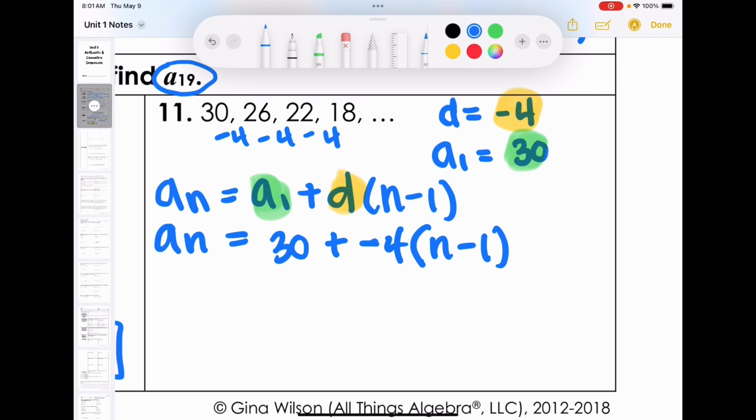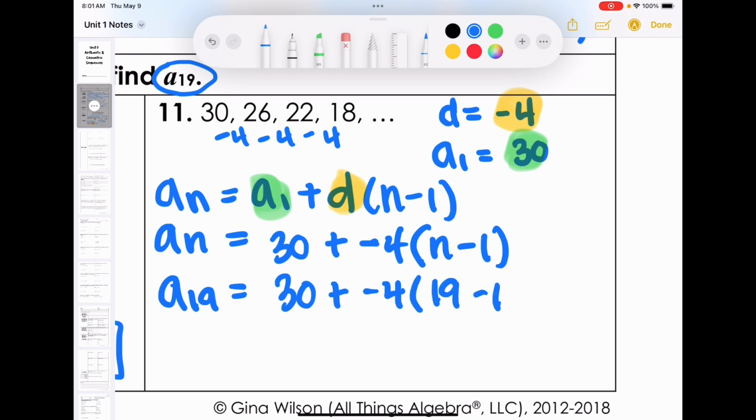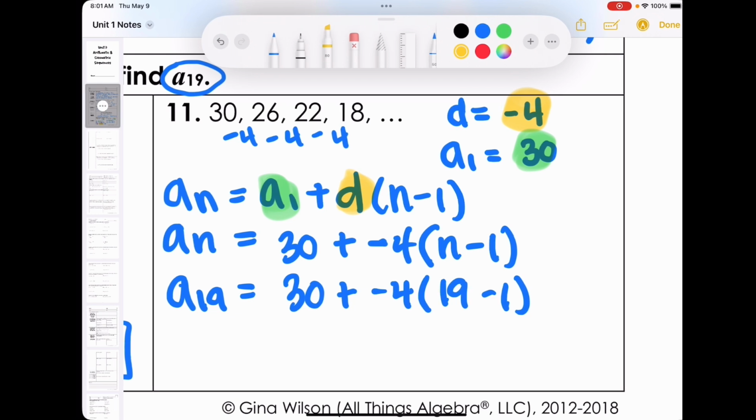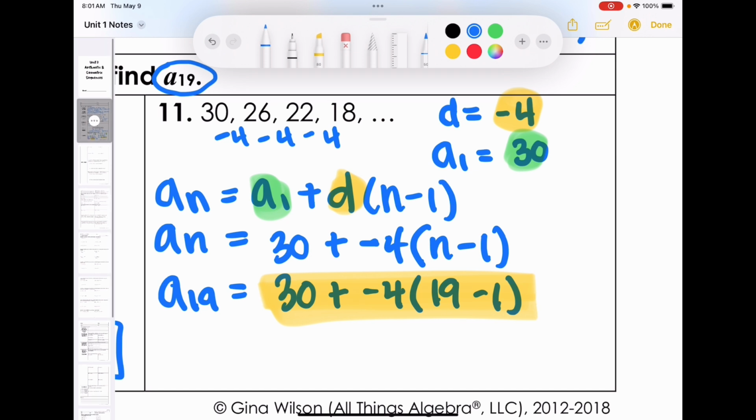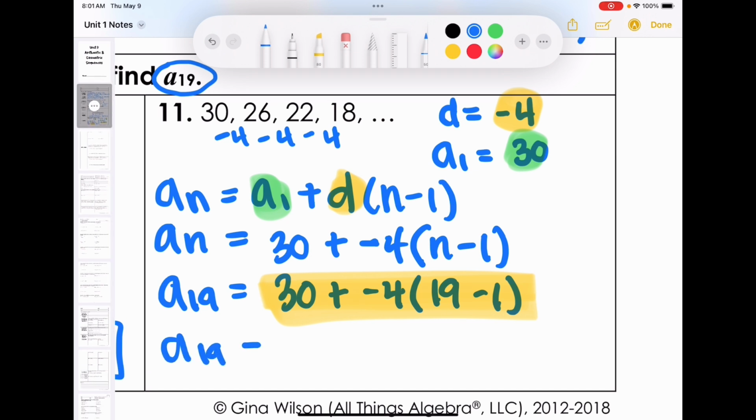All right, now we want to find the 19th term. So all of my N's are going to change to the number 19. And then I'm going to plug that in my calculator. And that's going to give me negative 42. All right, let's look at page 2.